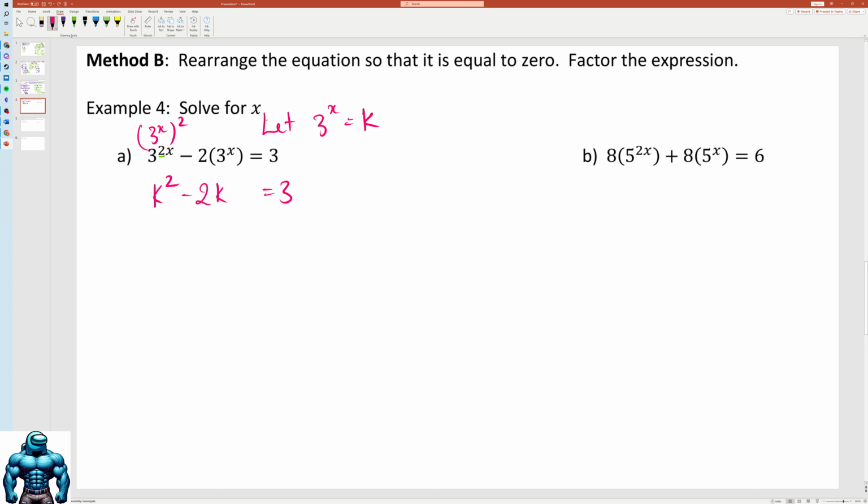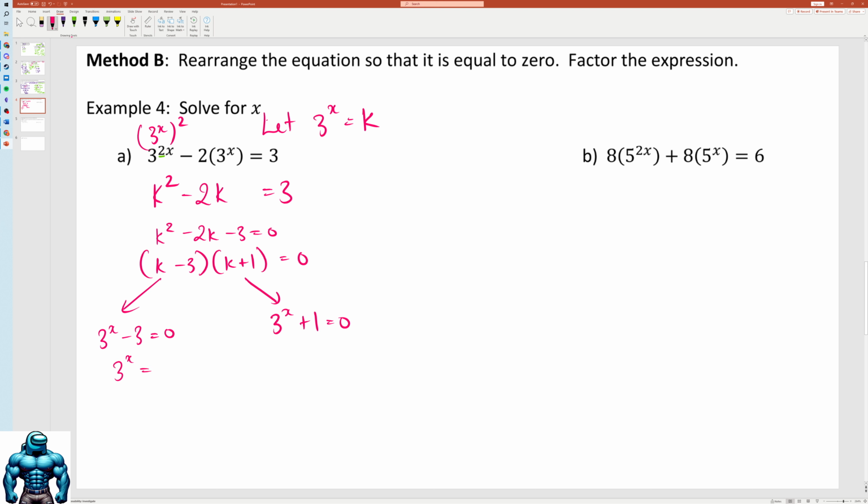Okay, let's bring the 3 over. We get k squared minus 2k minus 3 is equal to 0. Break out your favorite factoring technique. You're going to get something like k minus 3 and k plus 1 is equal to 0. And now we've got to substitute back in what was k. K was that 3 to the x minus 3 is equal to 0. And then k was, once again, 3 to the x plus 1, which is equal to 0. We're going to move the 3 over. 3 to the x is equal to 3. Therefore, x is equal to 1.